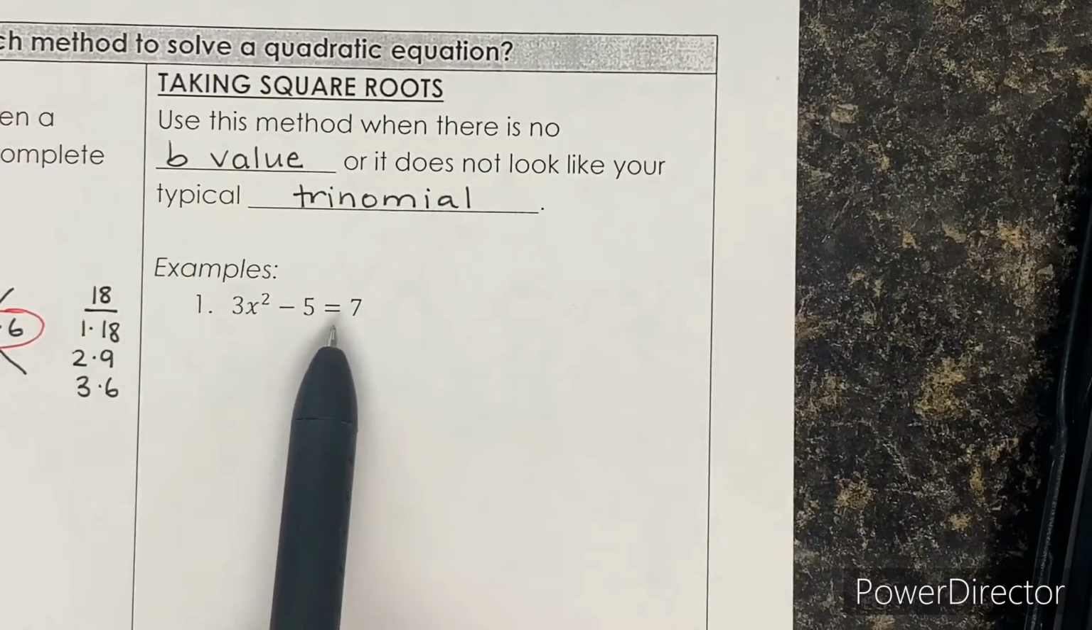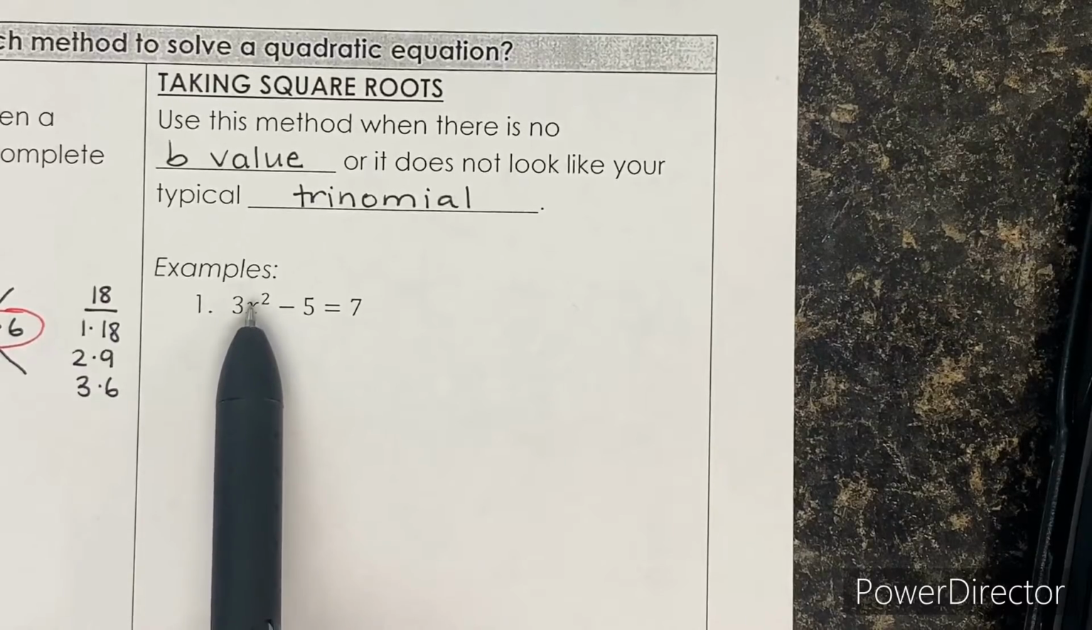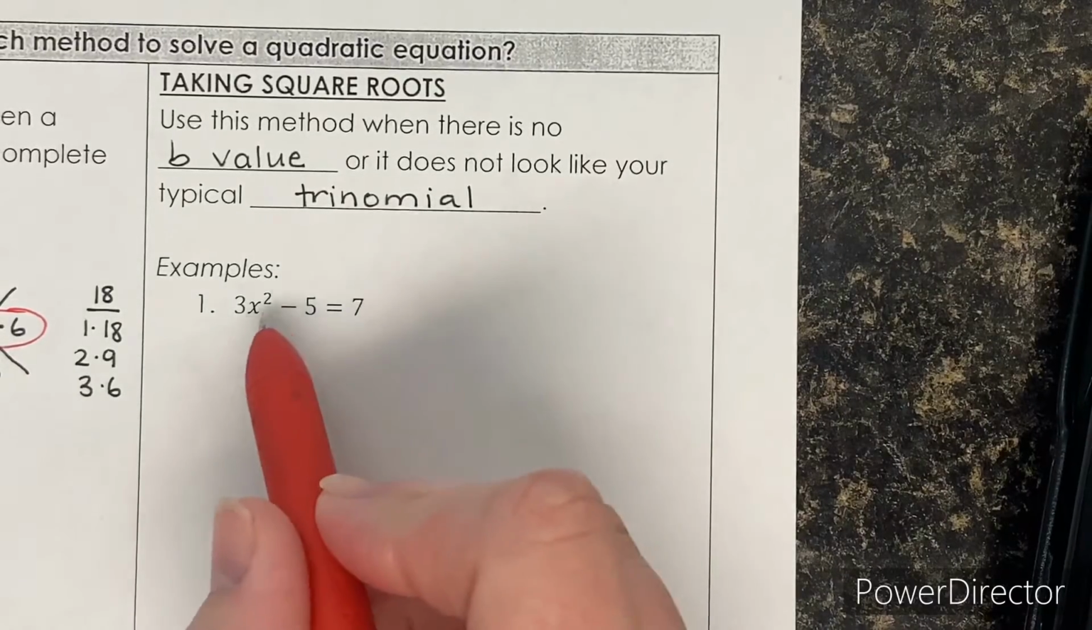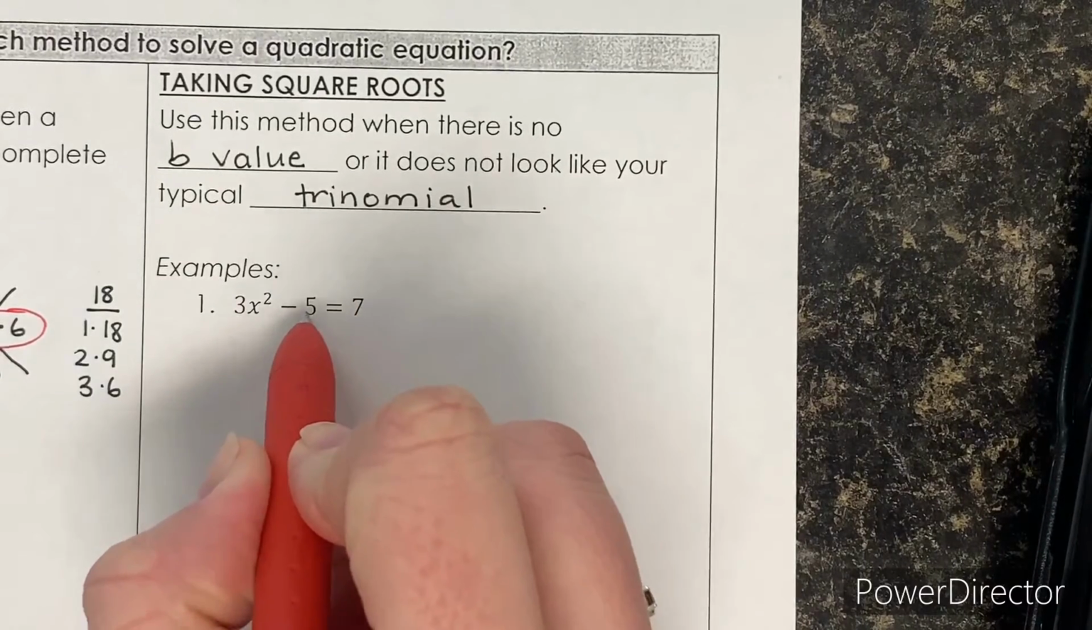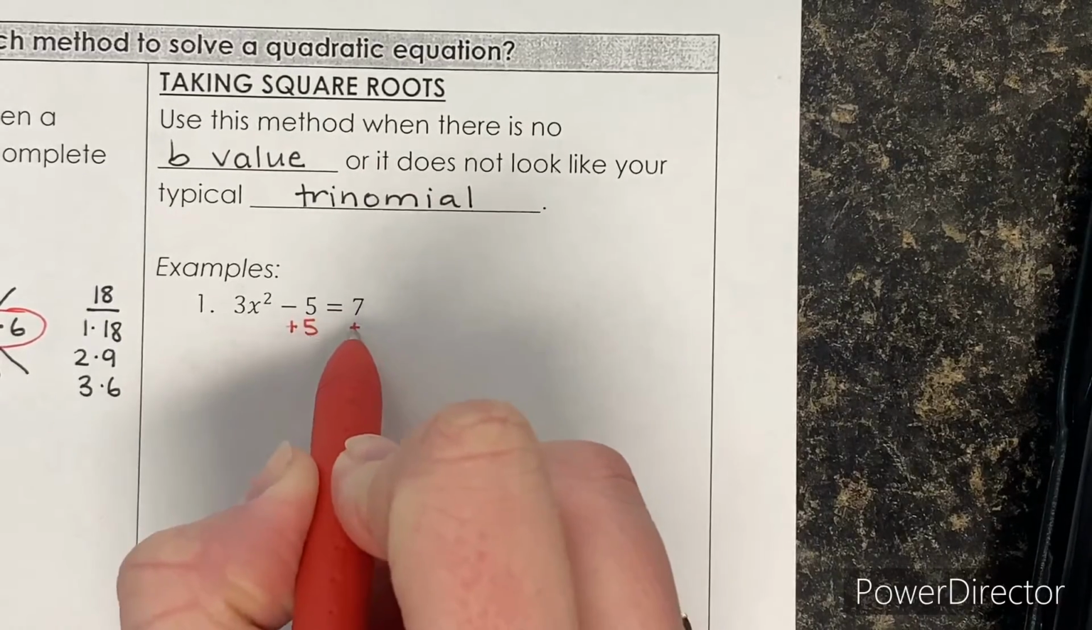So instead of trying to move that 7, I know I'm going to use taking square root, so I'm actually going to move all of the stuff away from this x. So I've got to just get everything away from x. I'm going to start with the 5, always start with the number in the back. I'm going to add 5 to both sides.